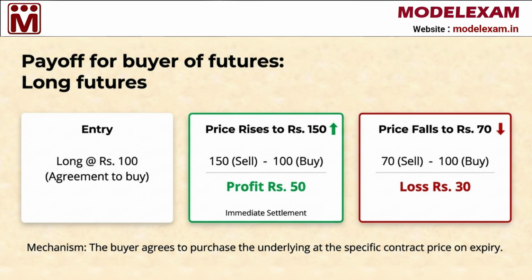When you agree to buy something at a fixed price in the future, you are taking a long position. Think of this like pre-ordering a new gadget for a set price. Let's say you agree to buy an asset for 100 rupees. If the price in the market climbs to 150 rupees by the time your contract ends, you are in a great spot. You buy it for the agreed 100 and could sell it immediately for 150, giving you a profit of 50 rupees. However, if the price falls to 70 rupees, you still must buy it for 100, which means you effectively lose 30 rupees compared to the market price.